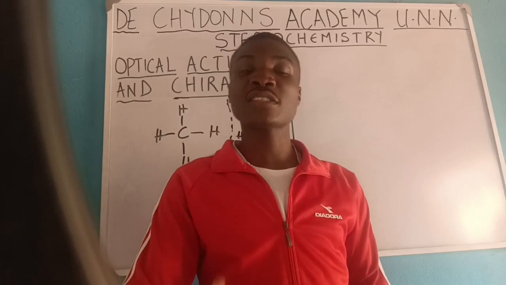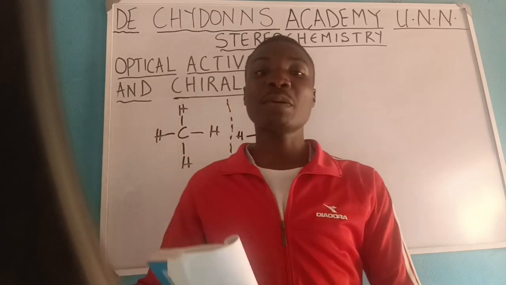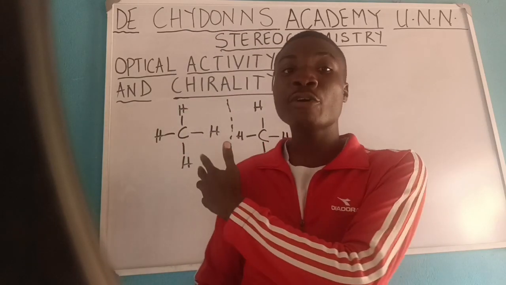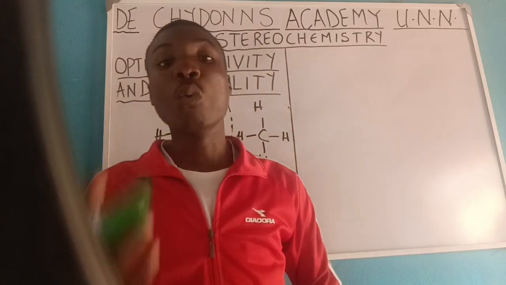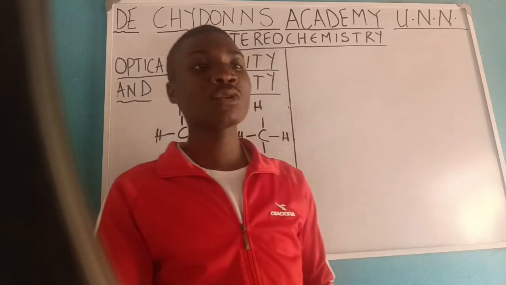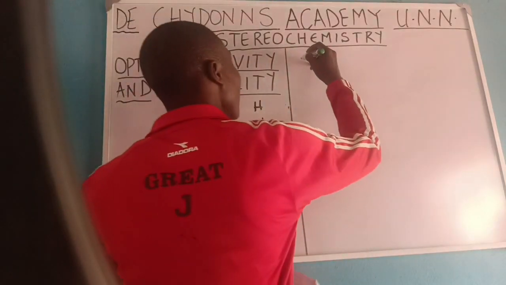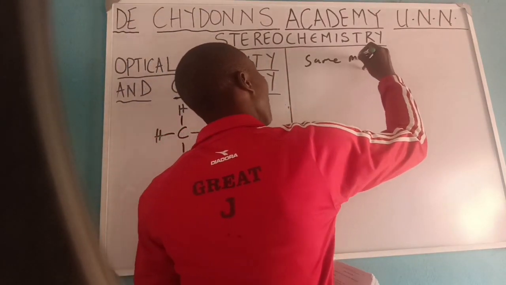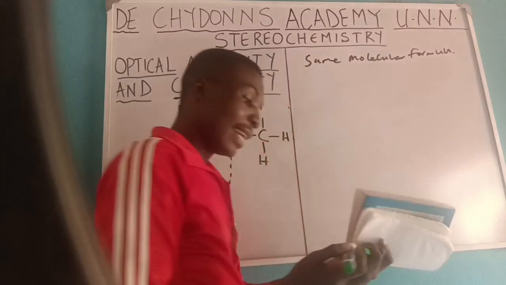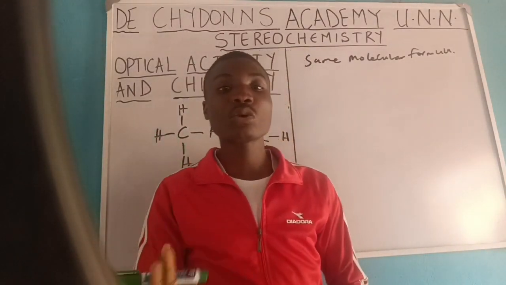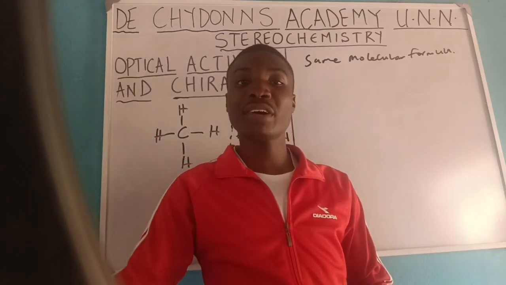Before we make progress, we are going to be looking at isomerism. From isomerism, we can now make progress to the aspect that concerns us, which is stereochemistry, stereoisomerism, and then moving down to the optical aspects of it. So let's make progress. What are isomers? Isomers happen to be compounds that have the same molecular formula, but they have different arrangements. Those are isomers.